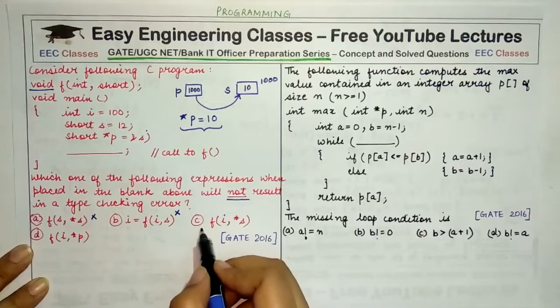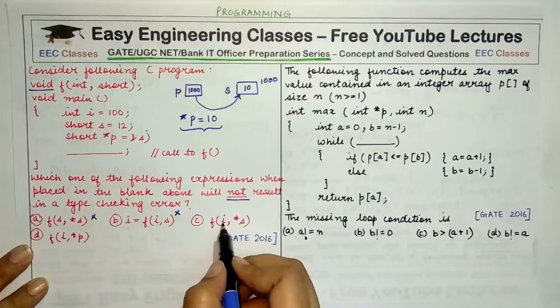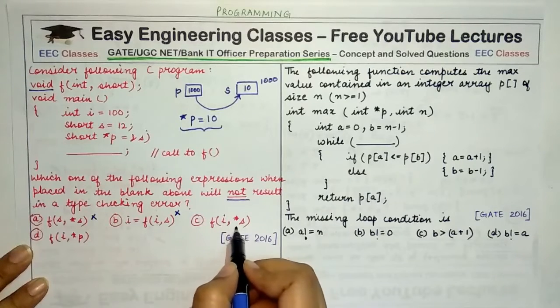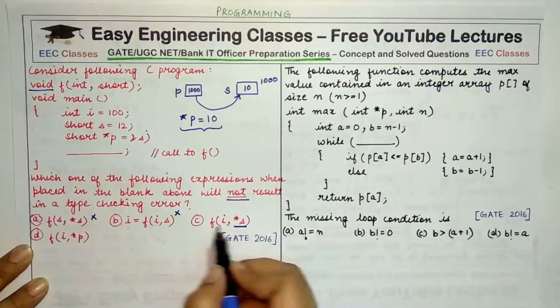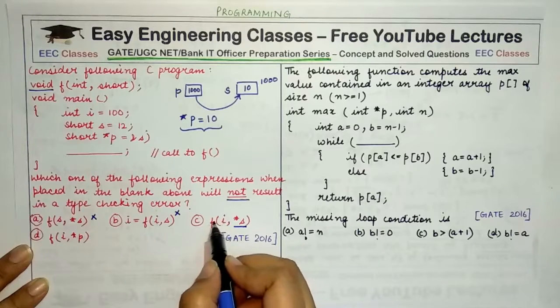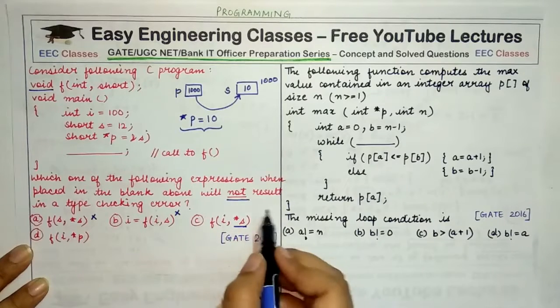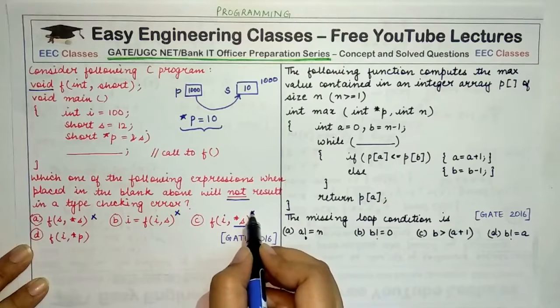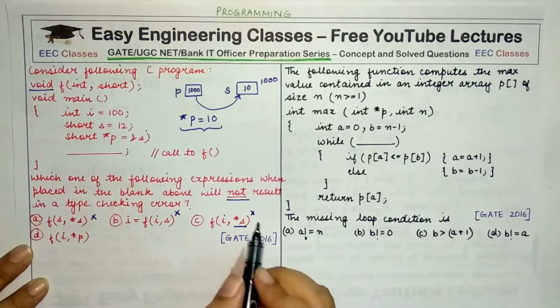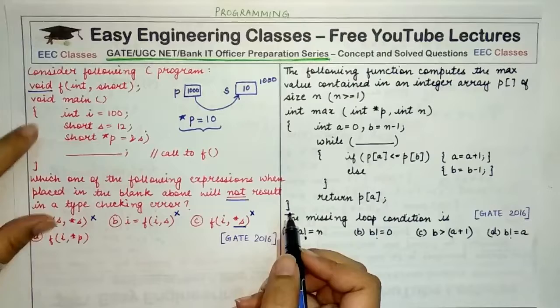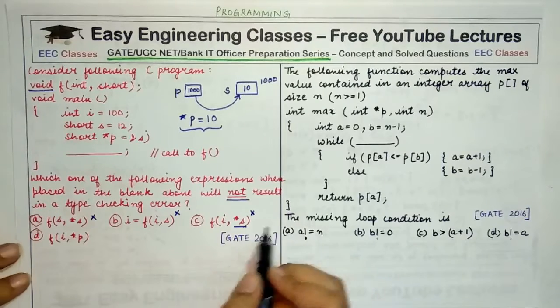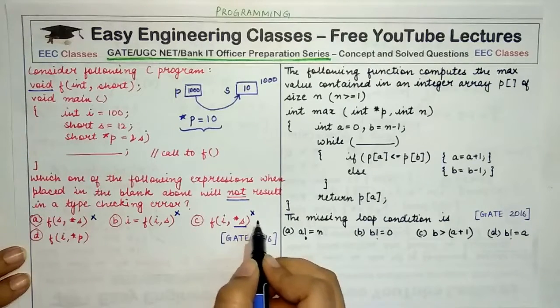Coming to the third option, f of i comma star s. Again, star s is not correct. Even if the first parameter is correct because i is an integer and we needed an integer, star s is not the correct way of dereferencing a normal variable. So this is not possible and it is incorrect.